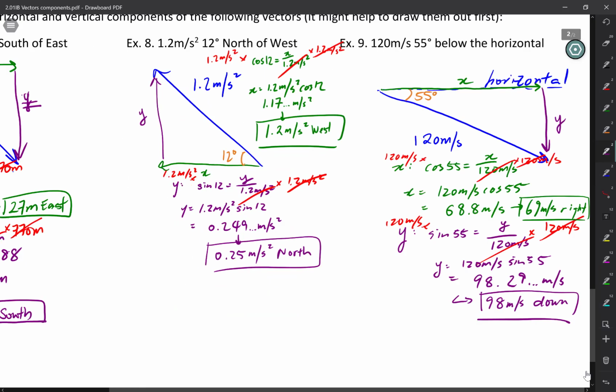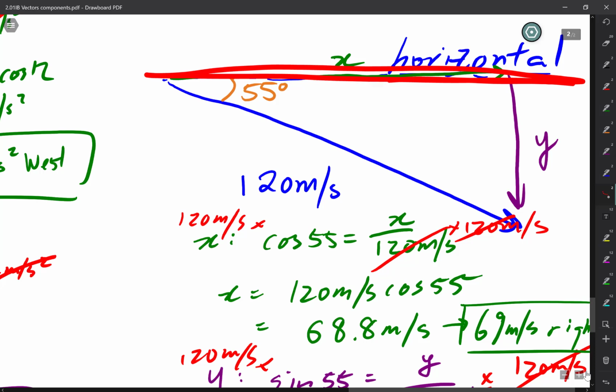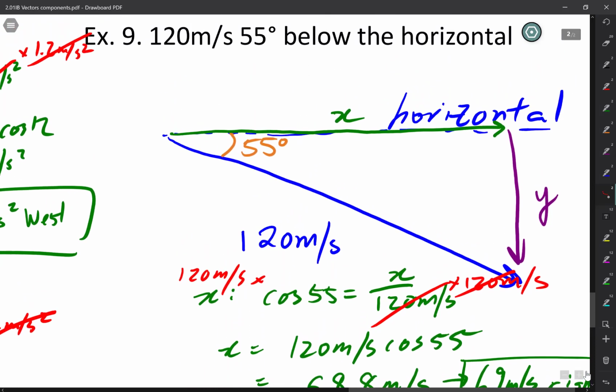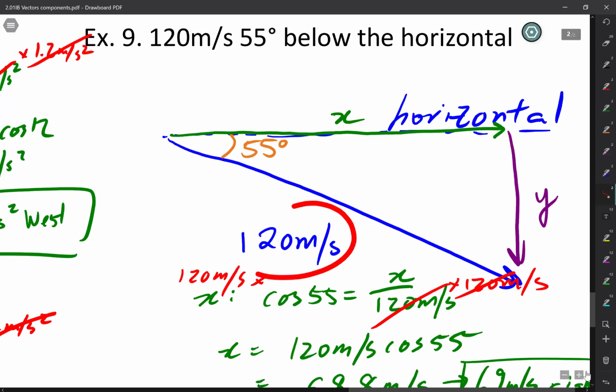This one was a little tricky because it looks a little different than the other ones. 115 meters per second at 55 degrees below the horizontal. So first drawing the vector, it will look like this. I first labeled the top horizontal being the ground. Imagine being horizontal, parallel with the ground, and then the vector being 55 degrees below the horizontal, so kind of coming down like this. This arrow looks like this at a 55-degree angle, and 120 meters per second being the magnitude.